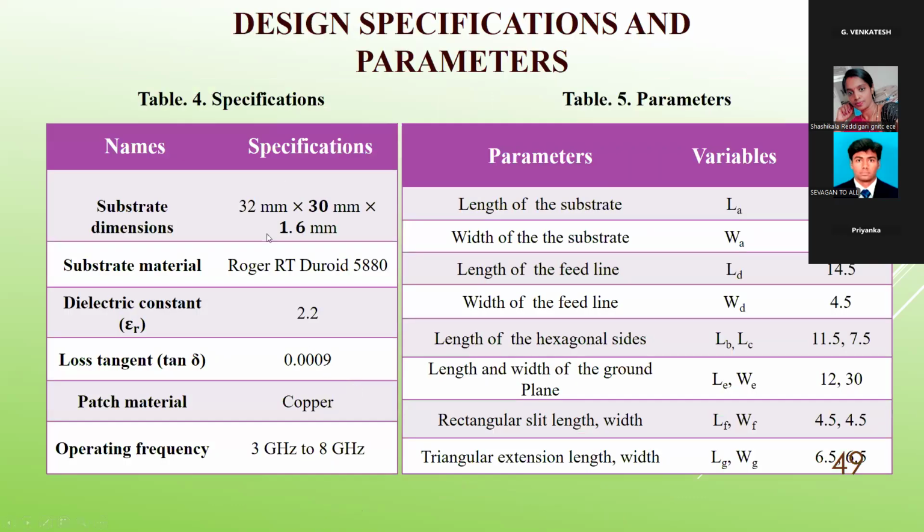Coming to specifications, this is a general specification of the patch, 32 cross 30 cross 1.6 millimeter substrate. The substrate is Rogers, we have considered a dielectric constant of 2.2, loss tangent 0.0009, copper material, 3 to 8 gigahertz, and different values of length and width are listed here.